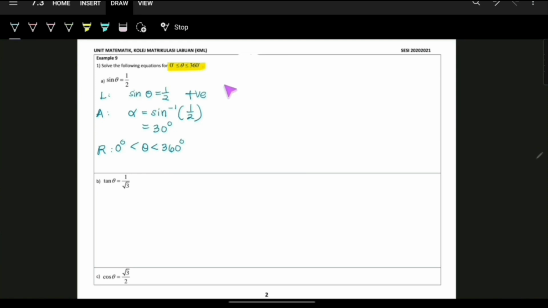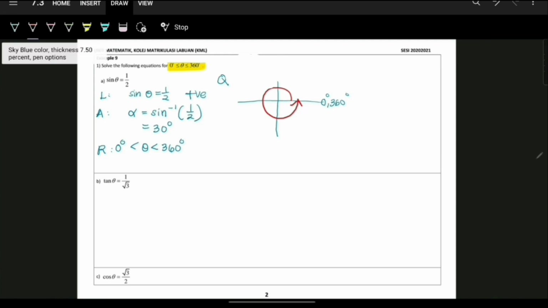For step Q, which is for the quadrant, we find the range first. It is 0 to 360, so 0 is the start here, and it will move in a circle and finish here too. Let's say in red pen, I start here at 0 and move one full circle. So that's for the range, and we need to know the alpha.